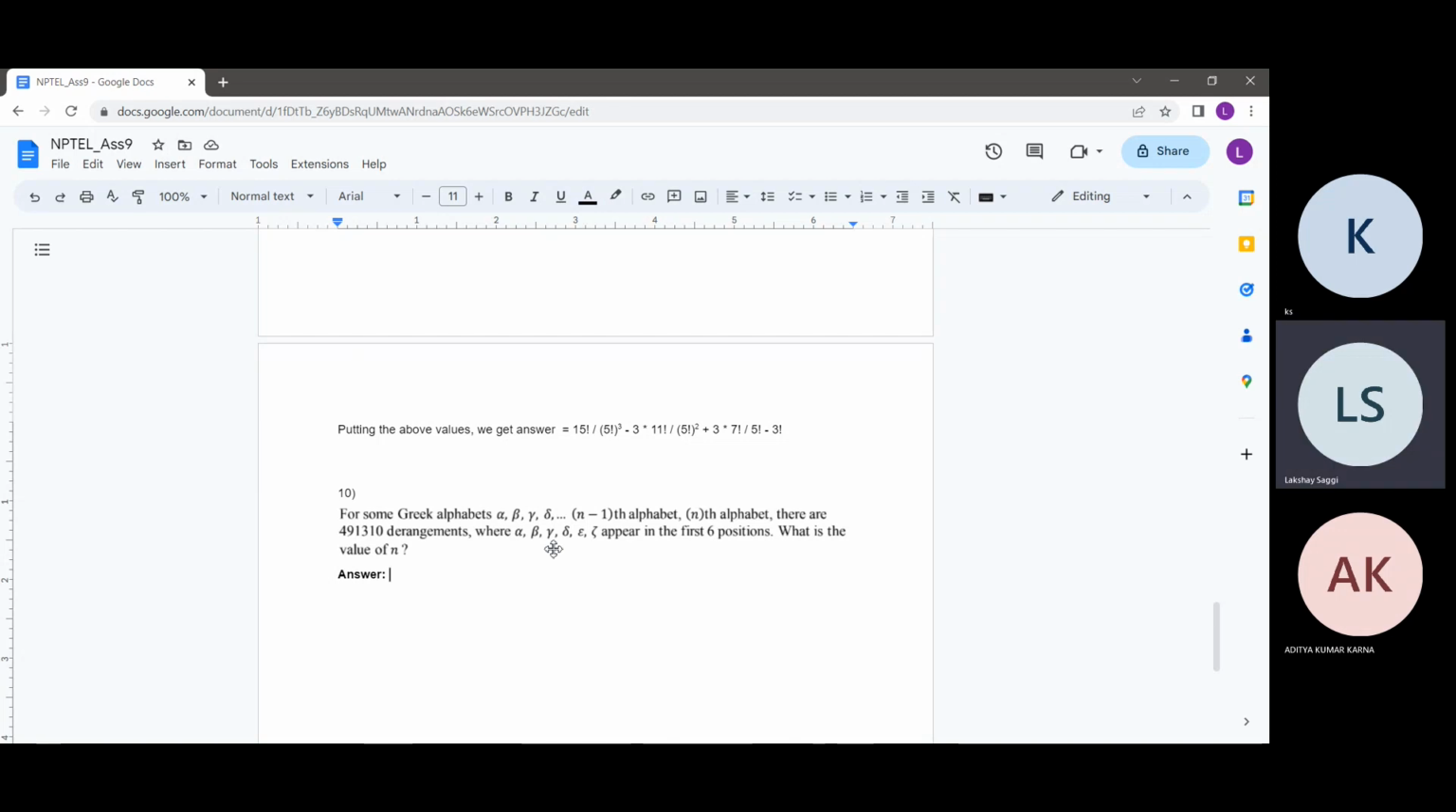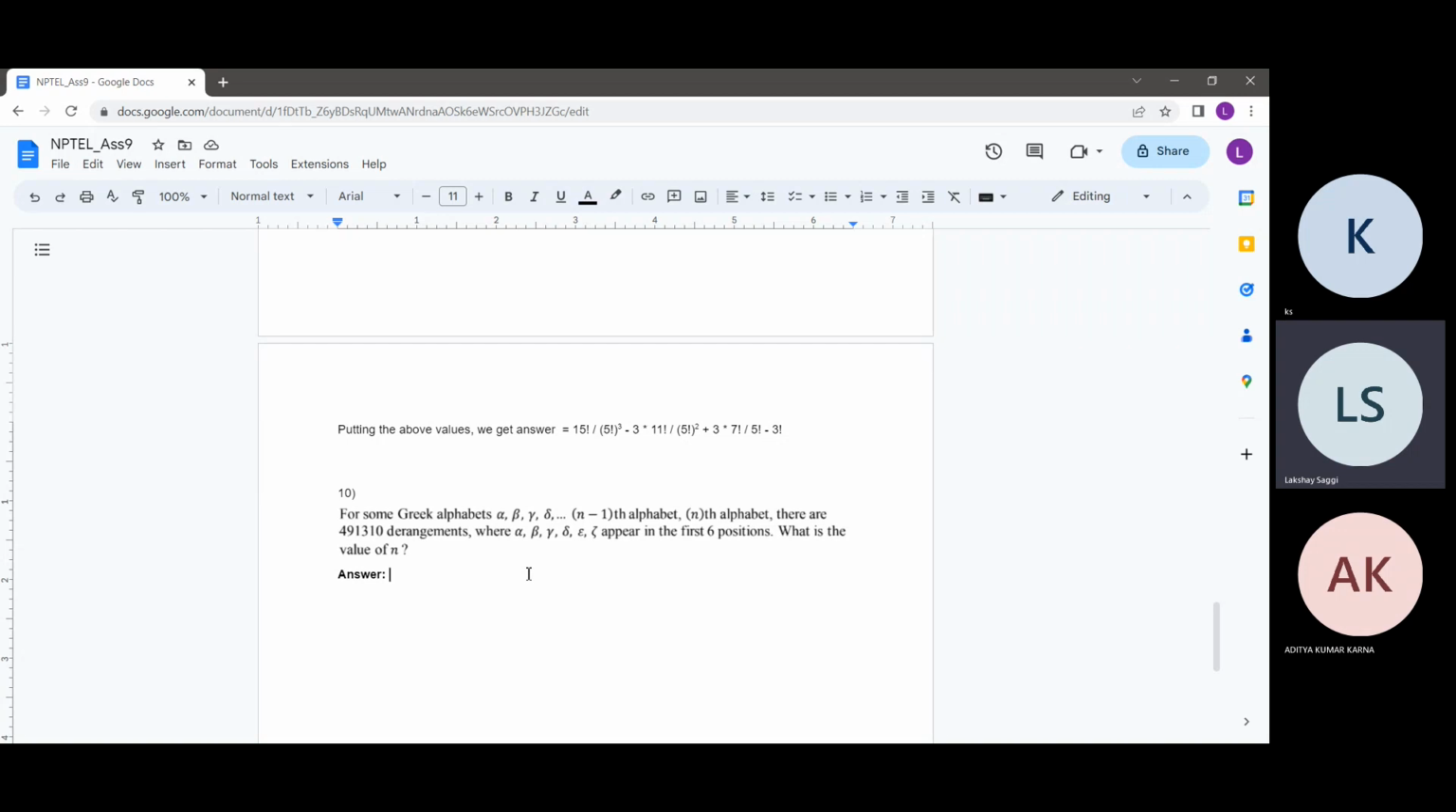But out of those derangements, we are considering those in which, even though alpha does not come at the first position, it comes in the first six positions. Similarly, beta also does not come at second position, but it comes at, let's say, first or third or fourth or fifth or sixth position, and so on. So basically you can think of it as these first six Greek alphabets being deranged between these first six positions only.